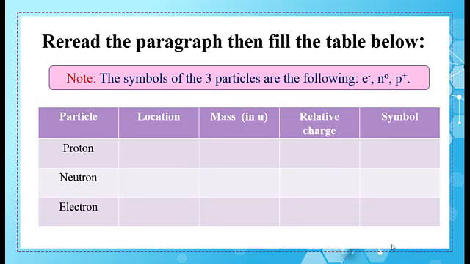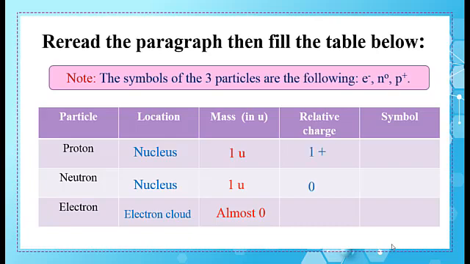So, where are the particles located? The proton is located in the nucleus. Neutron is also located in the nucleus, and the electron is located in the electron cloud. The mass of a proton in U, or units, is 1 U. The mass of a neutron is equal to that of a proton, which is 1 U, and the electron has a negligible mass, almost 0. The relative charge of a proton is 1 plus. The relative charge of a neutron is 0 since it's neutral, and the relative charge of an electron is 1 minus. The symbols of the proton, neutron, electron are as follows: proton p+, neutron n0, and electron e-.